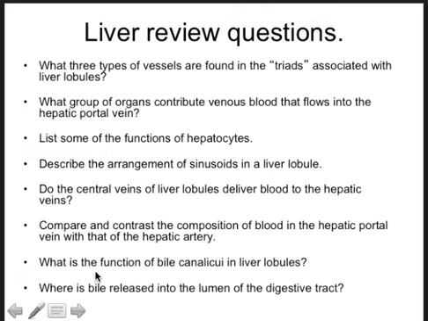What is the function of the bile canaliculi in the liver lobules? What they do is deliver bile to the gallbladder. And then final question, where is bile released into the lumen of the digestive tract? And the answer is into the duodenum through the hepatopancreatic ampulla, which opens or closes based on the sphincter of Oddi, also called the hepatopancreatic sphincter. Remember that the duodenum is the first part of the small intestine, followed by the jejunum, followed by the ileum.